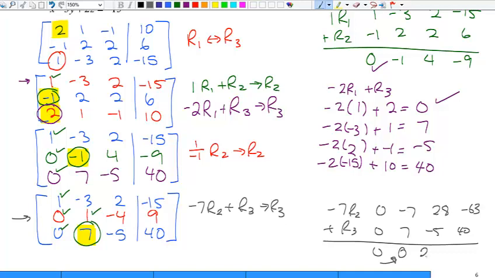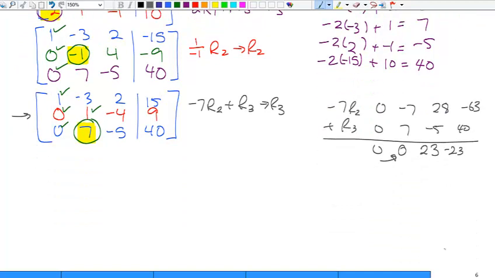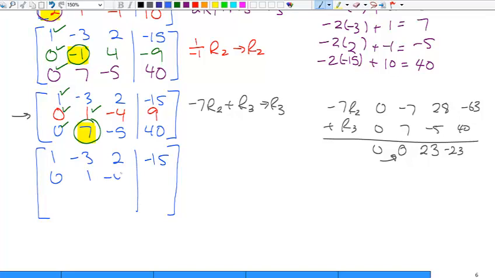28 minus 5 is 23. -63 plus 40 is -23. So on the next matrix, row 1 and row 2 stay the same. And row 3 becomes 0, 0, 23, and -23.